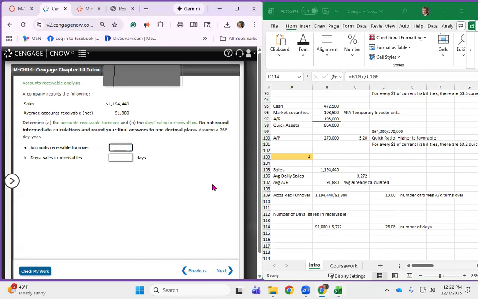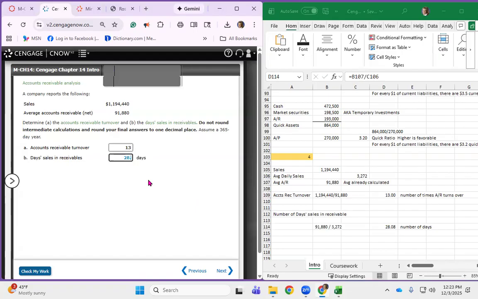So how many times did we turn accounts receivable over in the last year? We turned it over 13 times. Well, with that 13 times, how many days in sales? No, I'm sorry. How many days did it take for us to collect the receivable?